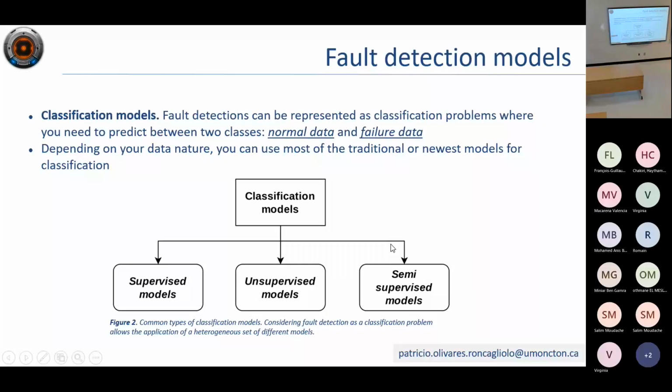detect on your system. And of course, if you are thinking this problem as a classification problem, you can use whatever models you are aware about classification. So of course, could be supervised model, unsupervised model, semi-supervised models, and that will depend on the nature of your data, on how many data you have available at the moment.